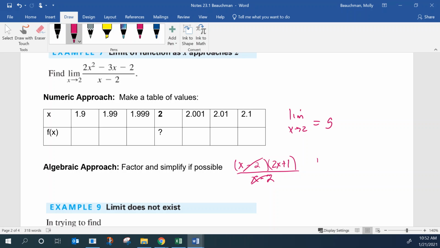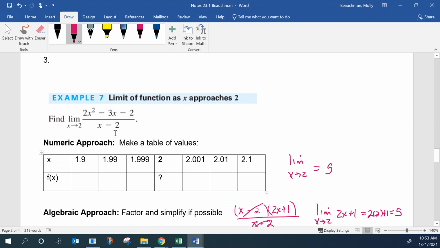Then check and see, can you take the limit as x approaches 2 of the simplified function? And the answer is yes. The limit as x approaches 2 of 2x plus 1, you can substitute a 2 for the x, and we end up with 5. So that's called an algebraic approach. You factor and then simplify if possible. So back up here, if you ever wondered how you get a graph of a line with a hole in it, the graph of this line is 2x plus 1, but it has a hole at 2.